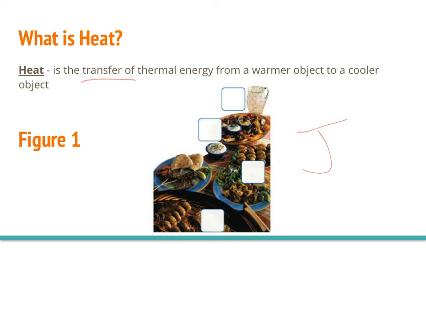So here up at the top, it looks like we have a pitcher of lemonade. Heat is going to transfer to the lemonade from our hand. Our hand is warmer than the lemonade, so thermal energy will flow. Heat will be transferred to the lemonade. And on the grill here, we have some items being grilled. Heat is going to transfer to our hand away from the food because the food is warmer than our hands.